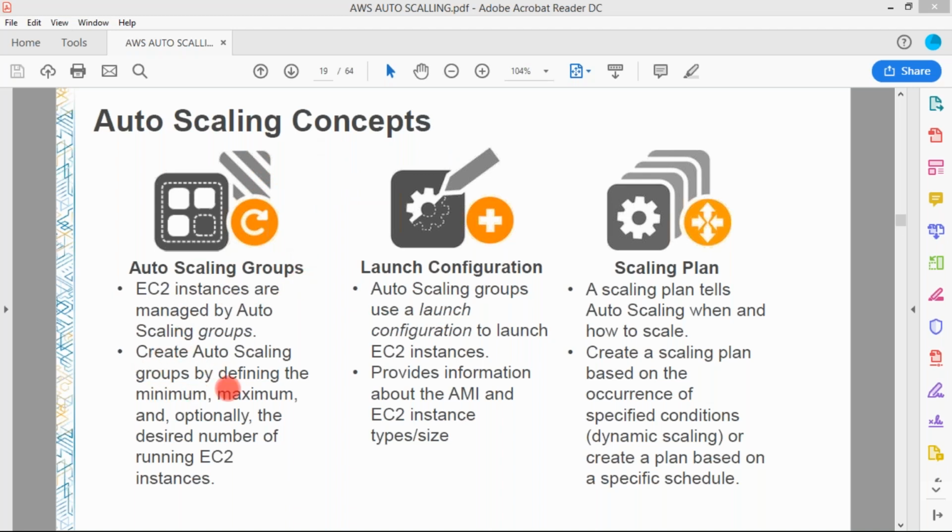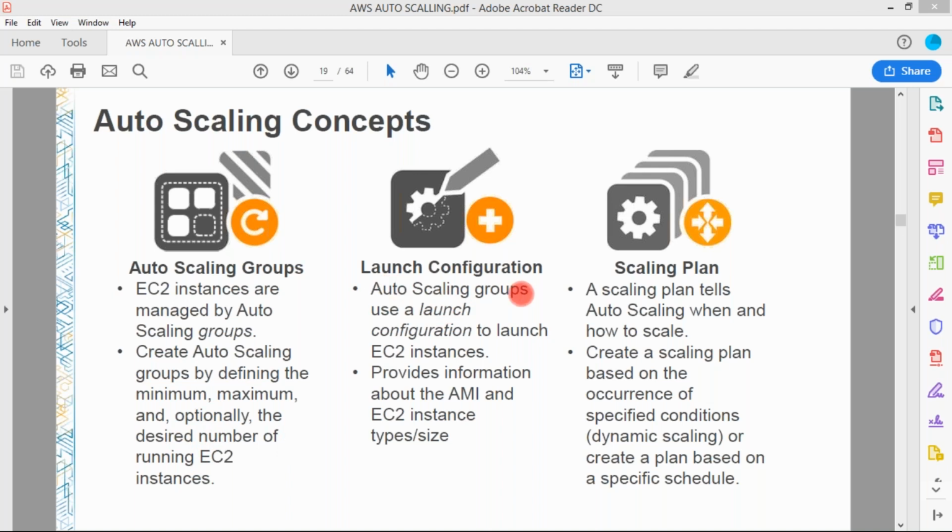Create auto scaling groups by defining the minimum, maximum, and optionally the desired number of EC2 instances, right? So we can create a minimum and a maximum number of instances, optionally desired instances, and we can work on the auto scaling groups, right?